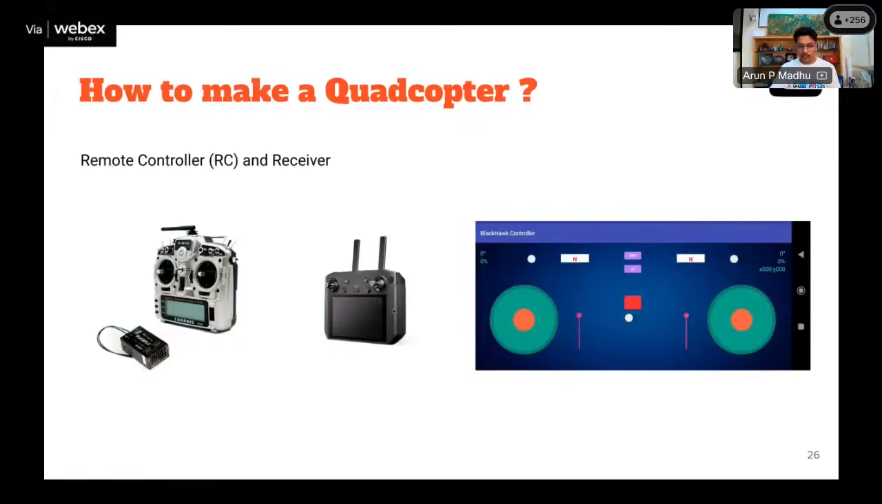Then we have something like this. This is also a remote controller. This is a remote controller you have basically seen with DJ drones. Then we have the third one, which is an app. If you buy a drone from the market, this can also be considered a remote controller.